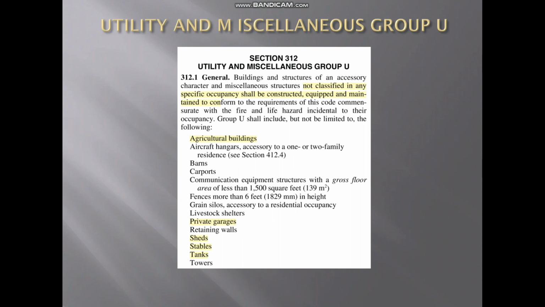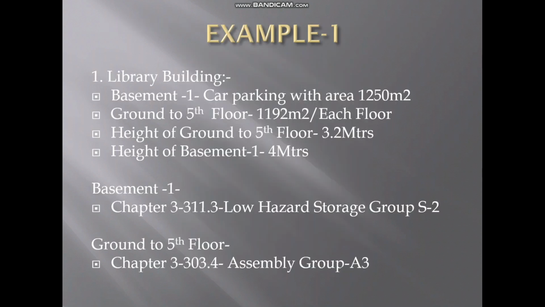Okay, so let's see one example, then we will decide what type of occupancy it is and what type of sprinkler system we need, or whether we need one at all. I'm going to consider a library building. It has basement 1 and floors up to the 5th floor. In basement 1, it has a car parking with an area of 1250 square meters, and from ground to 5th floor we have 1192 square meters on each floor. The height of basement 1 is 4 meters, and the height of the remaining floors is 3.2 meters.